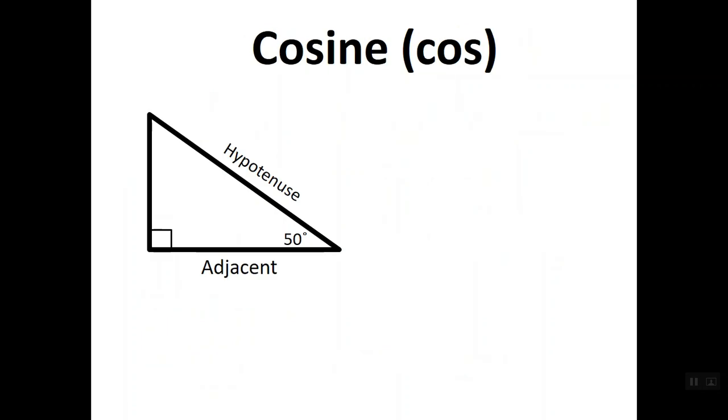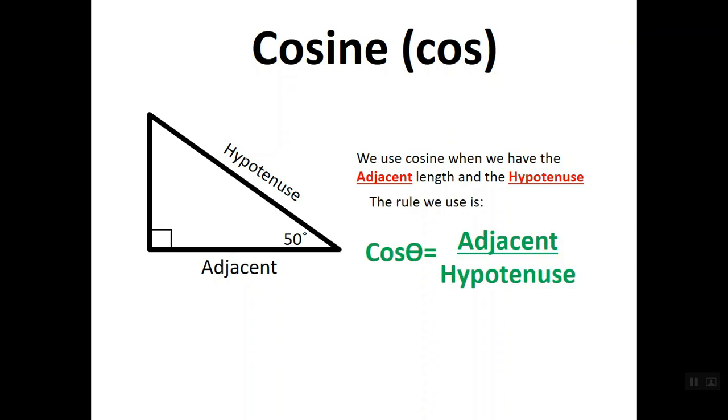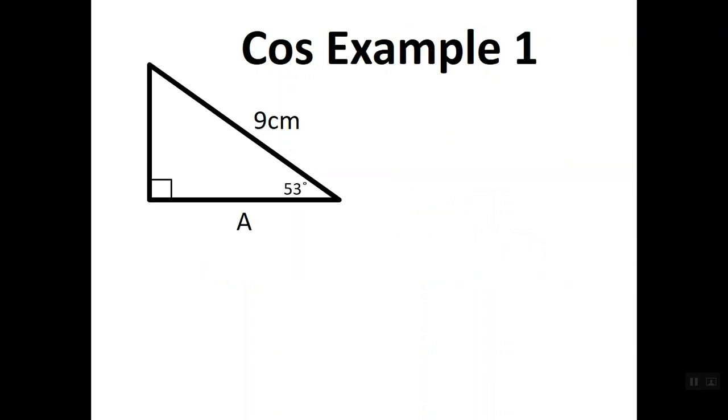Now we're looking at cosine, and for short we can write it as cos. Okay, so looking at how we label the sides again, my hypotenuse always remains the same, guys, and my adjacent side would be that side that helps to form the angle. It's just beside it, guys. So we use cosine when we have the adjacent length and the hypotenuse, and this is what you need to remember. Cos theta is equal to adjacent over hypotenuse. Now let's look at an example.